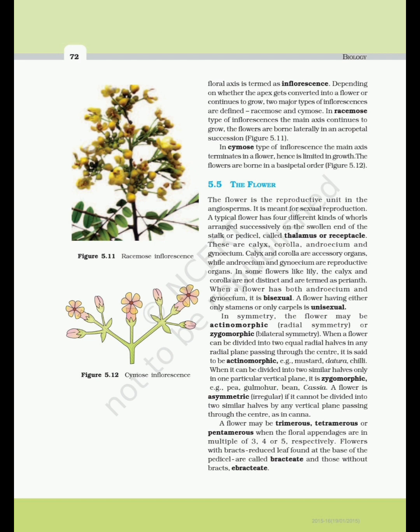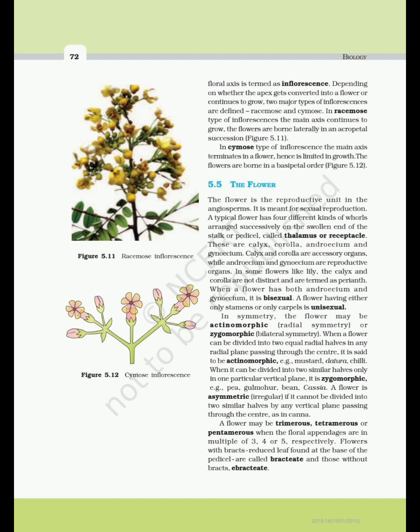Depending on whether the apex gets converted into a flower or continues to grow, two major types of inflorescences are defined: racemose and cymose. In racemose type of inflorescences, the main axis continues to grow. The flowers are borne laterally in an acropetal succession. In cymose type of inflorescence, the main axis terminates in a flower, hence is limited in growth. The flowers are borne in a basipetal order.